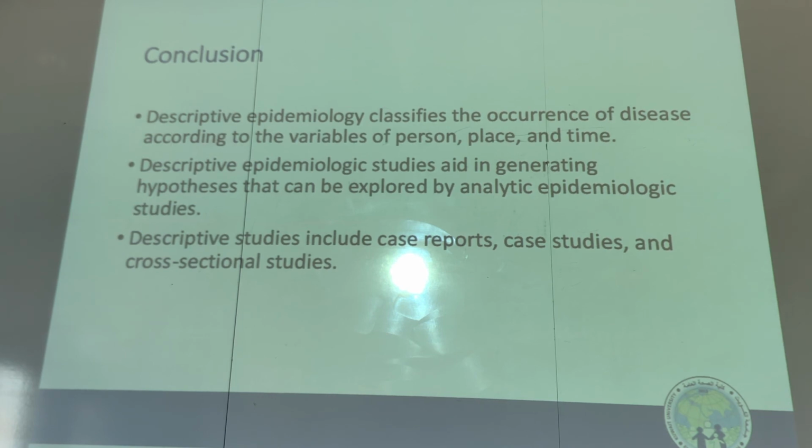So now we know what descriptive epidemiology is: occurrences of disease according to the variables person, time, place. Descriptive epidemiological studies aid in generating hypotheses that are explained by analytical epidemiology. Later we will talk about that. They include case reports, case series, and cross-sectional studies. Very easy so far, right? Not much difficulty. Okay. Noor.